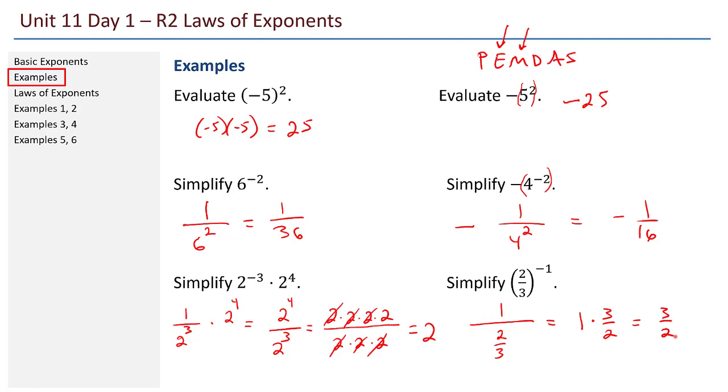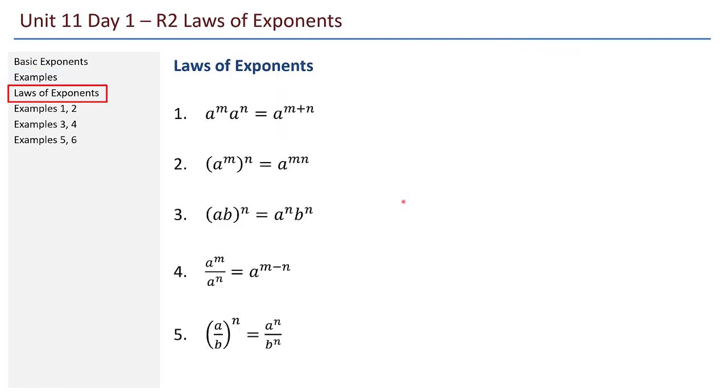There we go. Here are some laws of exponents. These are rules that just come up again and again and again when we work with exponents. Let's take a look at each of these. Number 1, a to the m times a to the n equals a to the m plus n. So for example, how about x squared times x cubed? Well, x squared is really just x times x, and x cubed is x times x times x.